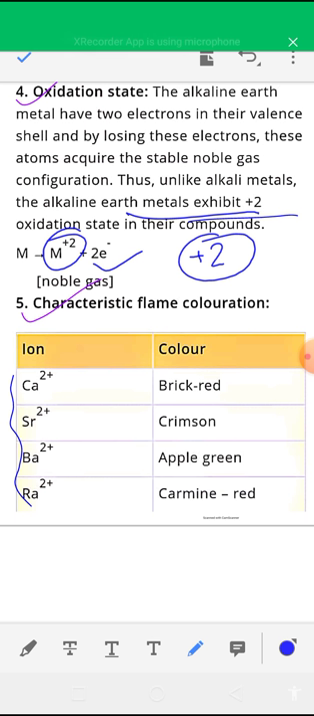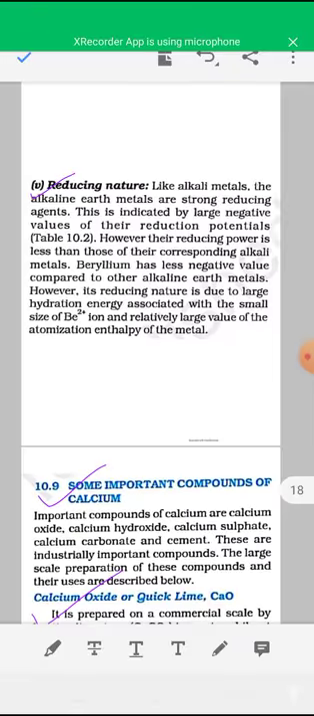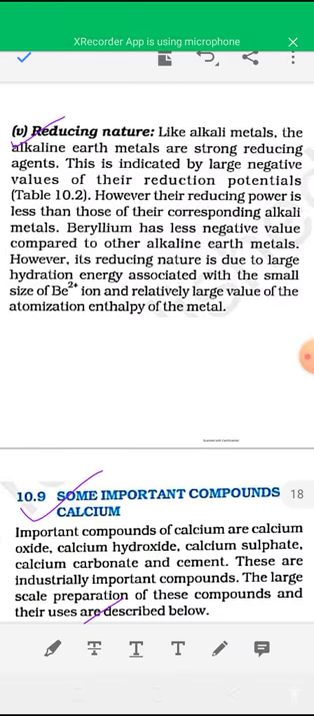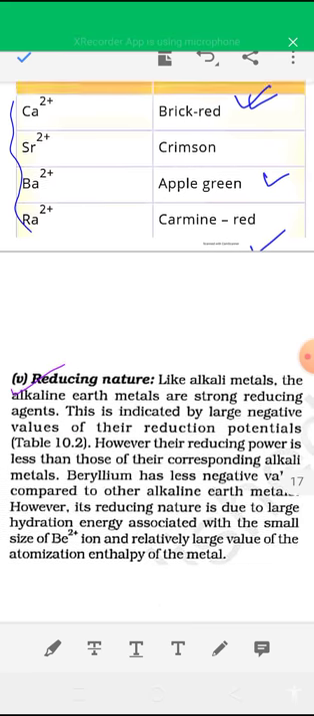can impart some color in flame. So the color of calcium 2 plus ion is brick red. The color of strontium ion is crimson. The color of barium is apple green. The color of radium is carmine red. Okay, and remember that beryllium and magnesium do not impart any color in the flame. Except beryllium and magnesium, all the other alkaline earth metals impart some color in the flame. The colors of different elements are given here, you can see.